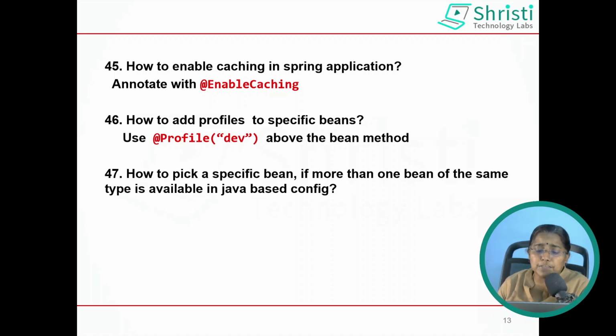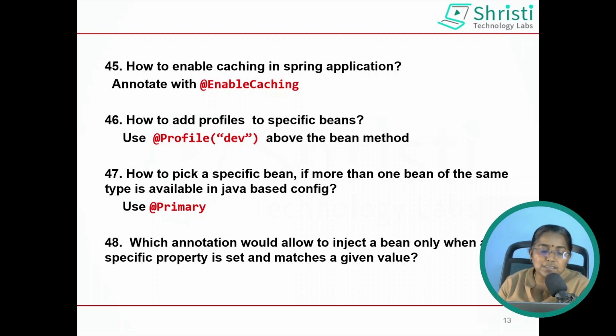How to pick a specific bean if more than one bean of the same type is available in Java-based configuration? If it is in a class, you know that we can use @Qualifier. What is the annotation that I need to use in Java-based configuration? Any guess? Most of you might be knowing the answer. If you have done it, it's a big thumbs up. The answer is @Primary.